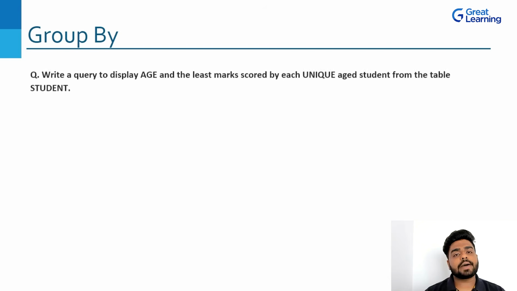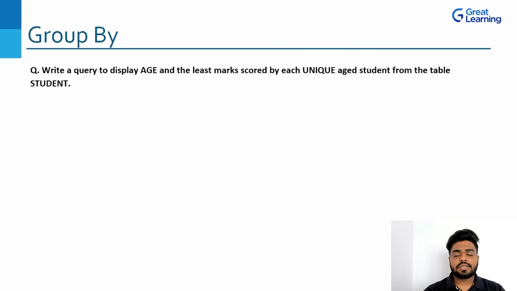Now the next one is group by. Let's understand what this group by clause is. Suppose that I have a question: write a query to display age and the least marks scored by each unique age student from the table student. Now understand the question, it sounds very difficult but it's very easy. We have to display the age and the least marks scored by each unique age student. That means we don't want duplicate values. What we want is that students having the same or similar age should be grouped in one group.